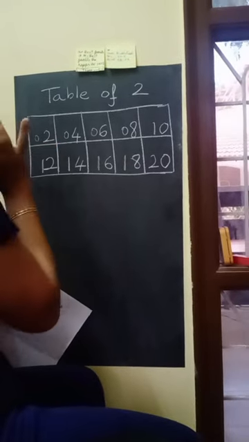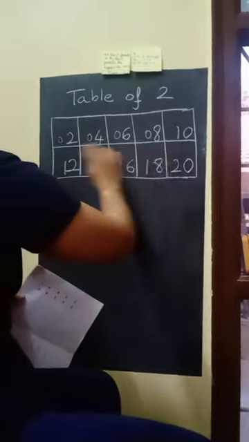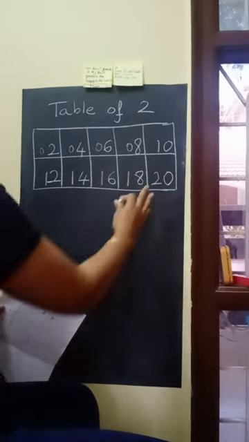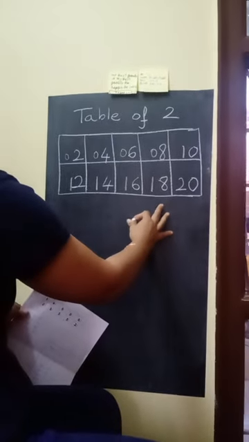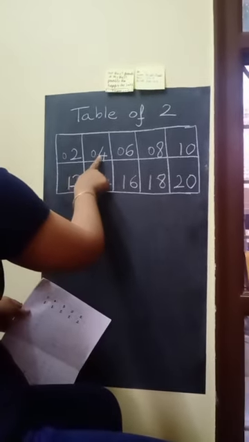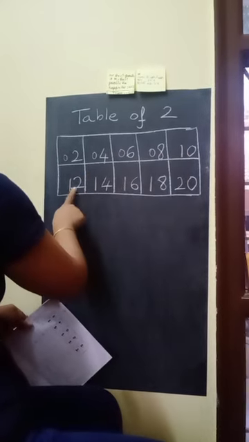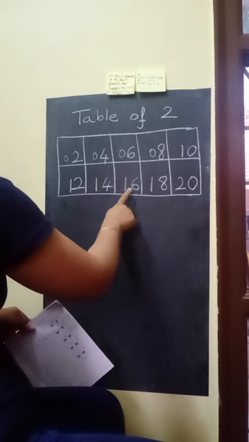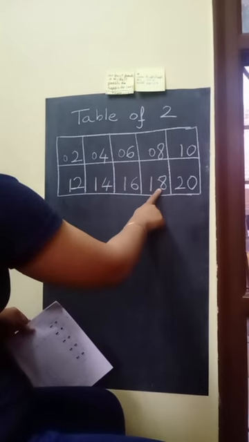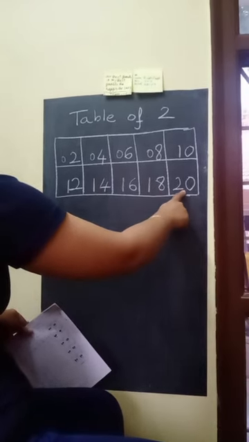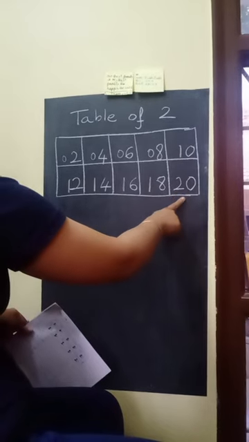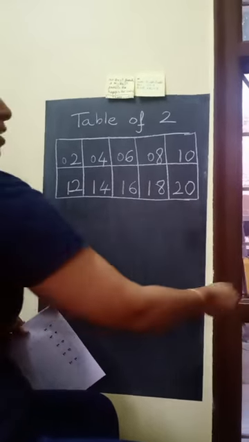When you want to remember the two tables, capture this like a camera or like a photo. Then you will be able to learn the two tables. 2 ones are 2, 2 twos are 4, 2 threes are 6, 2 fours are 8, 2 fives are 10, 2 sixes are 12, 2 sevens are 14, 2 eights are 16, 2 nines are 18, 2 tens are 20. With this, we'll have the two tables.